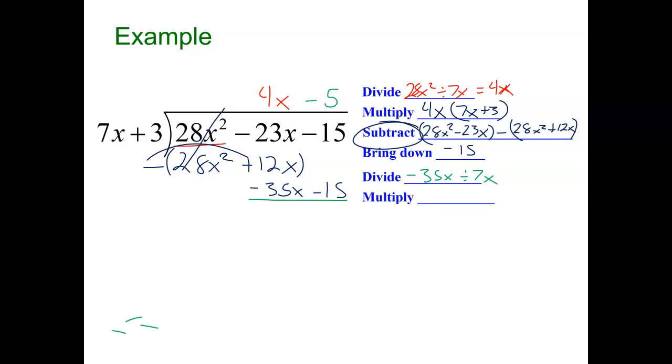And then we go to multiply. What am I multiplying? Good. So what up here gets multiplied by our divisor. So negative 5 times 7x plus 3, which gives me negative 35x minus 15.